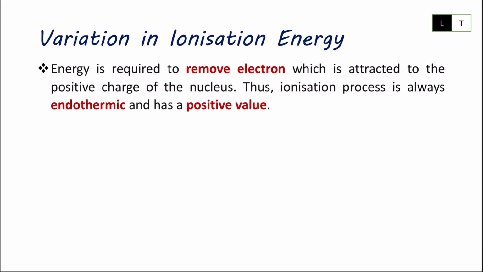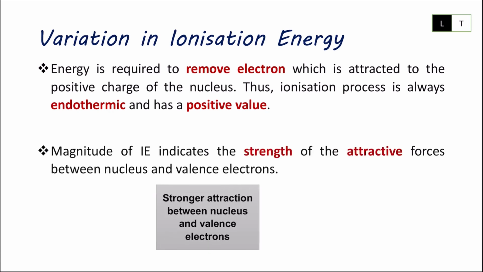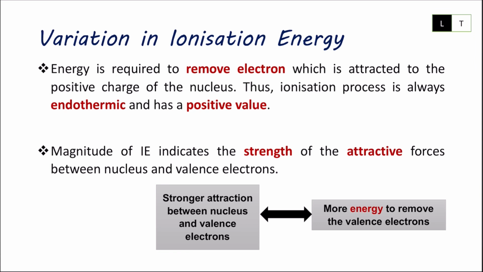Ionization energy will always have a positive value because the process is endothermic, and it depends on the strength of attractive forces between the nucleus and valence electron. For example, if I have stronger attraction between the nucleus and valence electron, it means that I need to use more energy to remove the valence electron because the valence electron is very close to the nucleus due to the stronger attraction. Hence, higher ionization energy. So this is how we determine the magnitude of ionization energy.